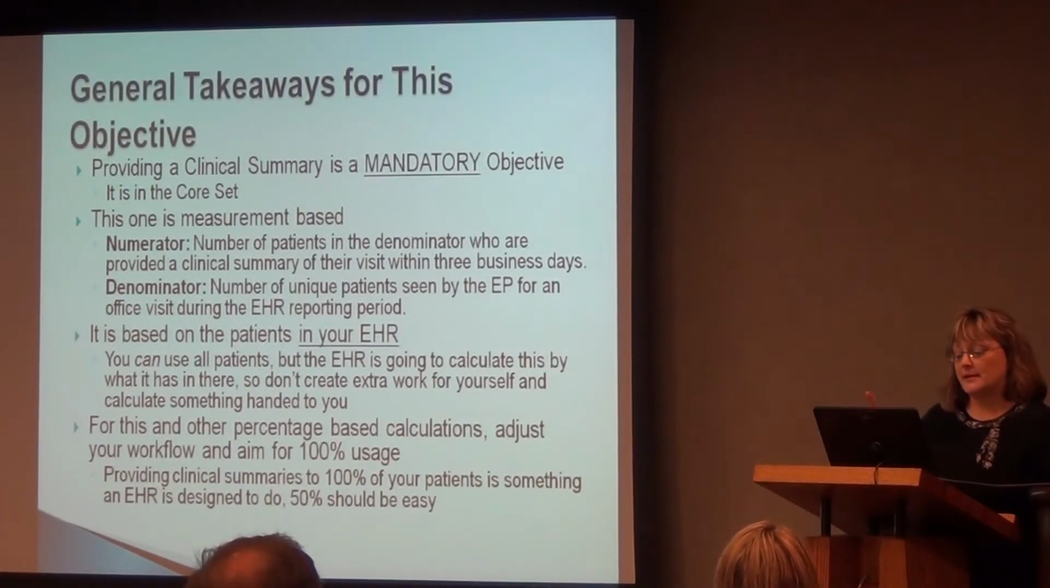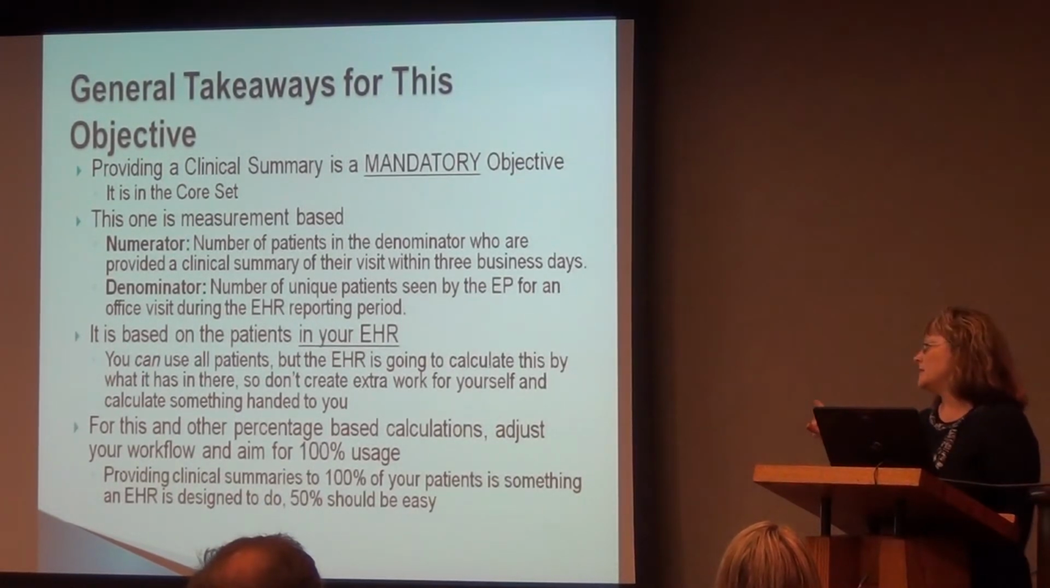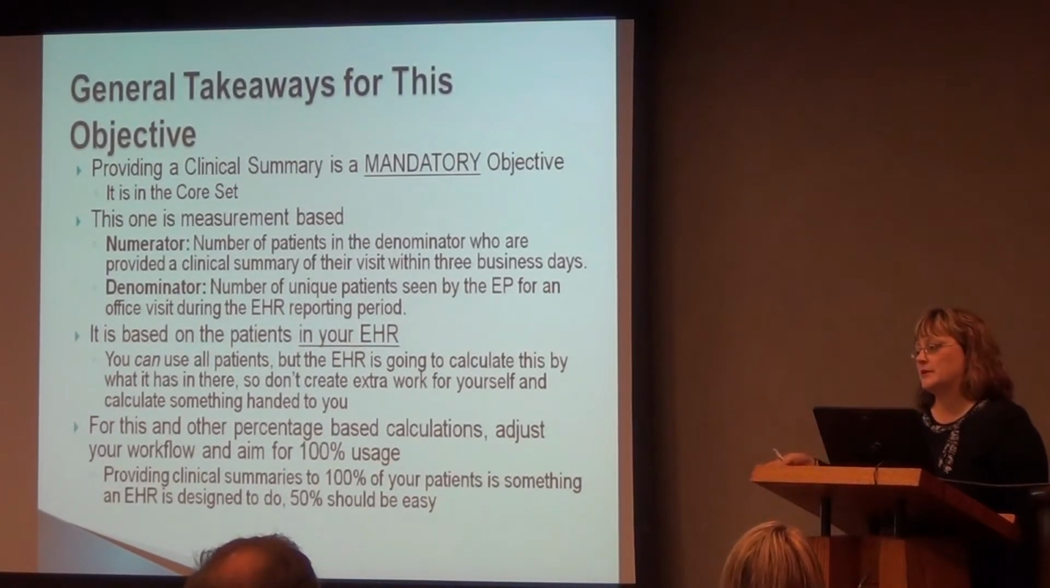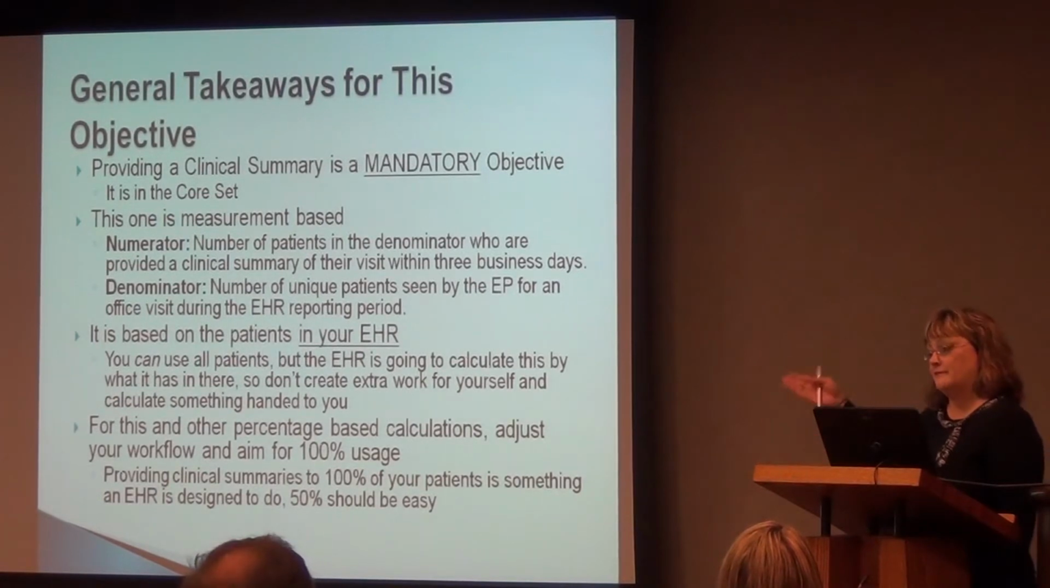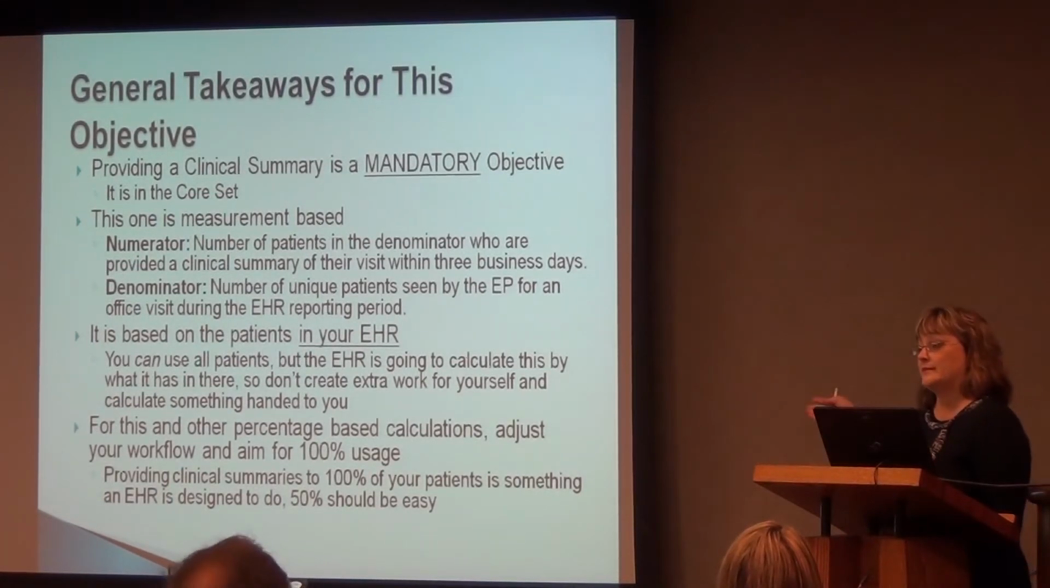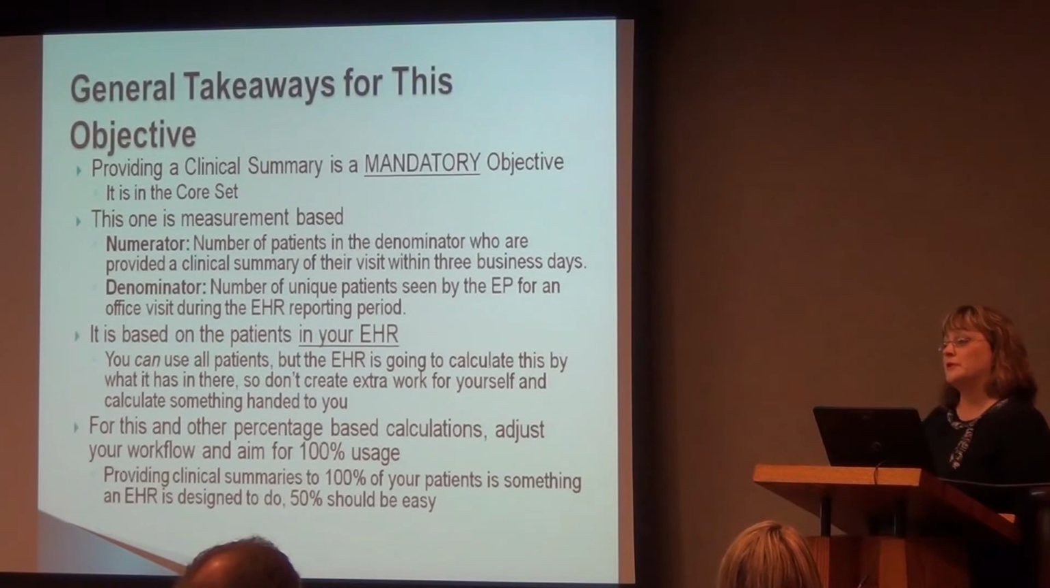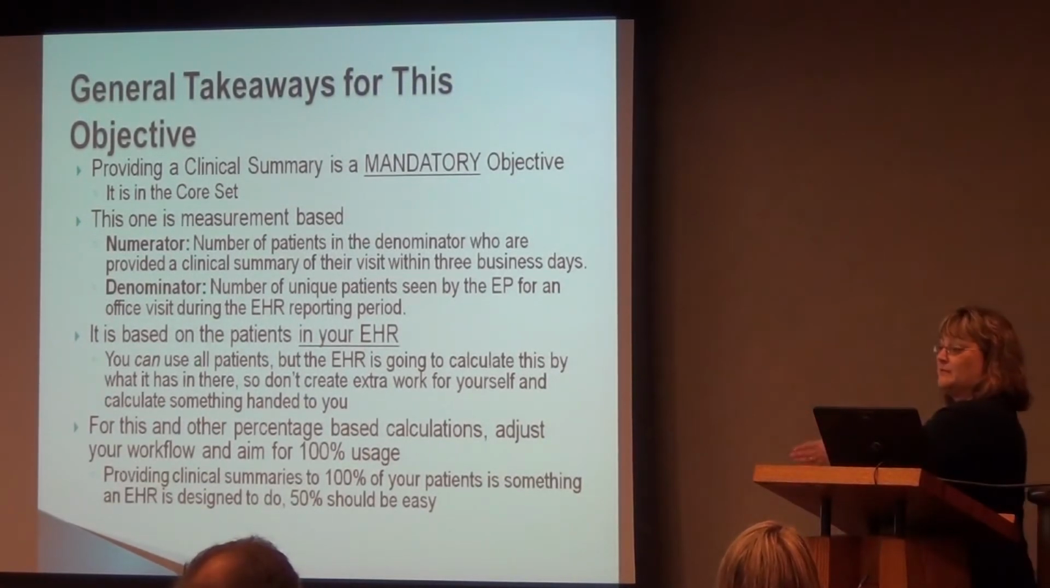For this and percentage-based calculations, we encourage practices to aim for 100% on this, and the EHR objective is only 50%. We strongly believe that in stage 2, the optional measures and the 5 out of 10 will go to 10 out of 10 in stage 2. So if you're going to make workflow changes in your practice, it's easier just to aim for the 100% now than to go back and try to redo the workflow or add the additional workflow in stage 2.